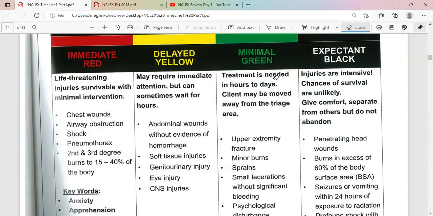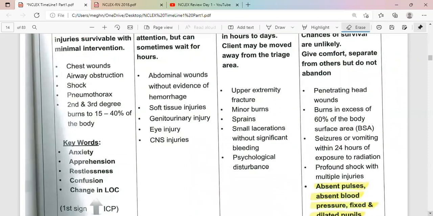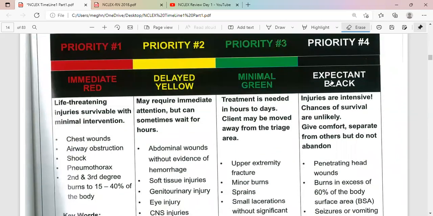Minimal or green, treatment is needed in hours to days. The client may be moved away from triage areas. Upper extremity fracture, minor burn, small laceration without significant bleeding, or psychological disturbance. Who is expectant or black? So injuries are extensive or chances of survival are unlikely. Give comfort, separate from others, but do not abandon.